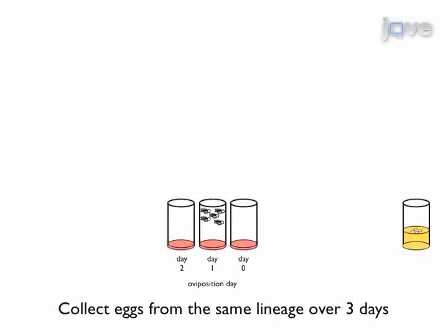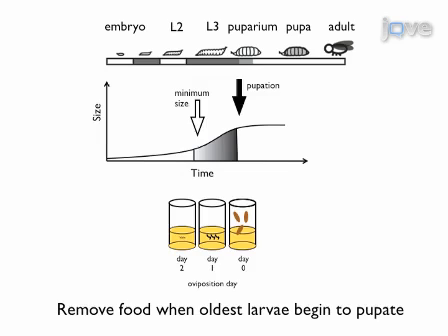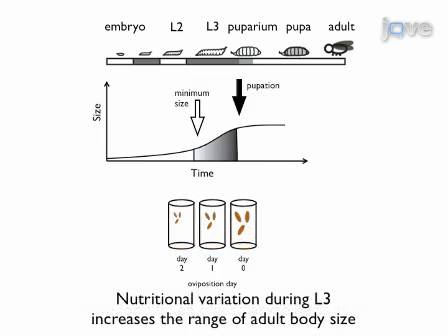First, eggs are collected from the same population of flies over 3 days, creating 3 age cohorts. When the oldest cohort of larvae begins to pupate, larvae of all cohorts are removed from the food. The result of this dietary modification is an enhanced range of size variation of the pupae.